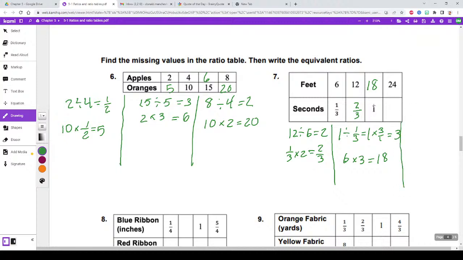And for the last of these, I'll just go from 6 to 24, just to keep it simple. So 24 divided by 6 is 4. And then we're going to go 1/3 times 4 equals 4/3. Or 1 1/3 if you really want to.